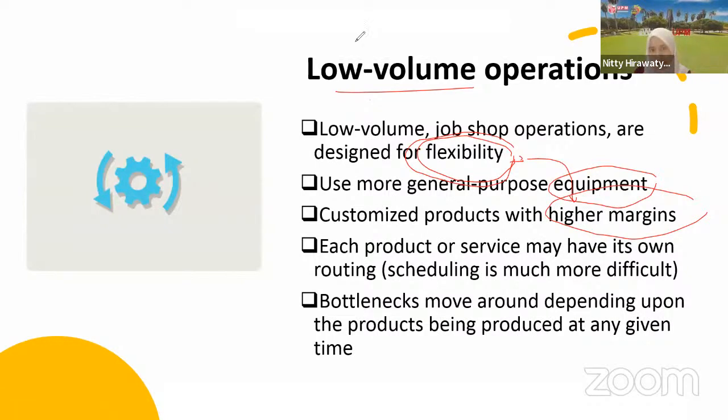Because we need to have high flexibility because we need to fulfill the requirement made by the customer or our departments. And then for this low volume operation, bottleneck move around depending upon the product being produced at any given time. Okay, so we can identify bottleneck, but it is moved around depending upon the product being produced.